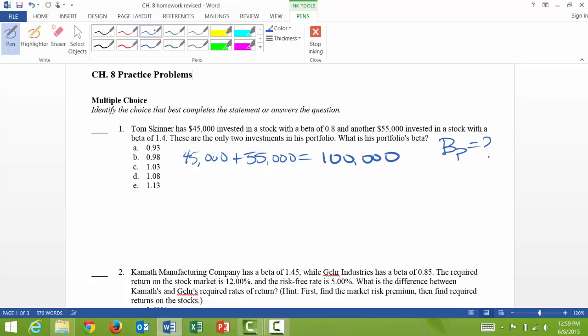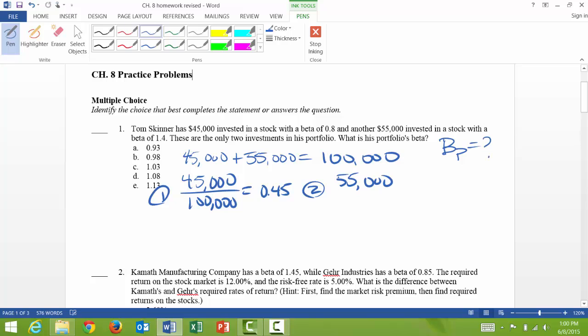To get the weights for each stock, the first one is $45,000 divided by $100,000. So that's 45% or 0.45. And the second weight is $55,000 divided by $100,000. So that's a weight of 55% or 0.55.